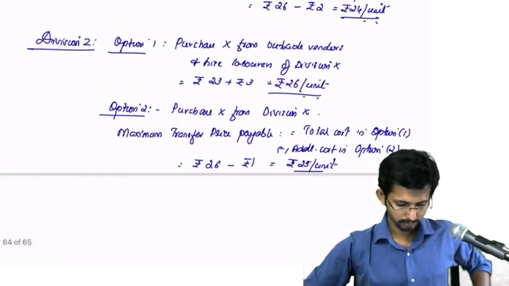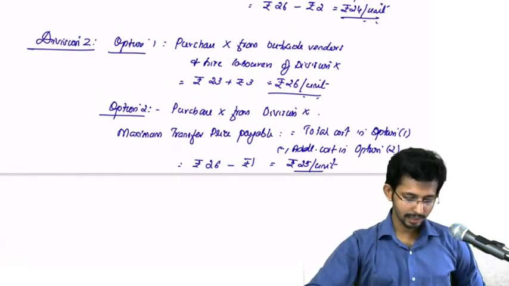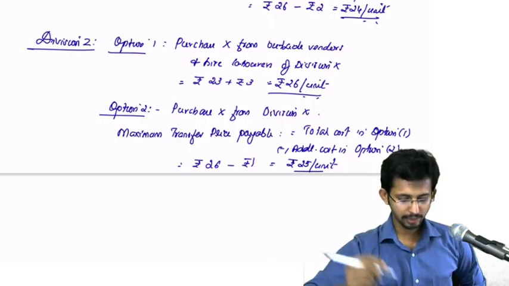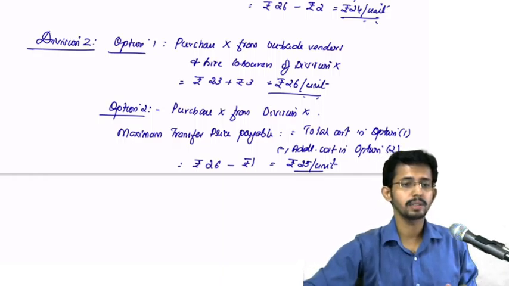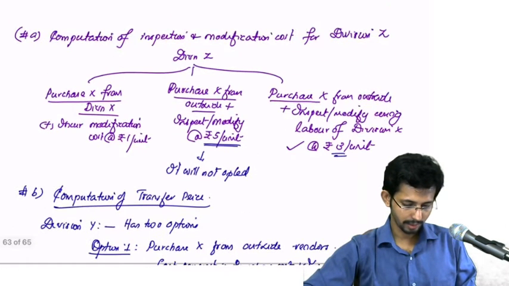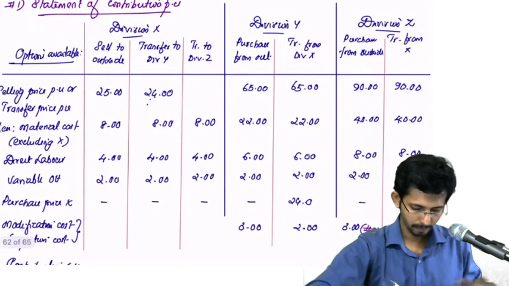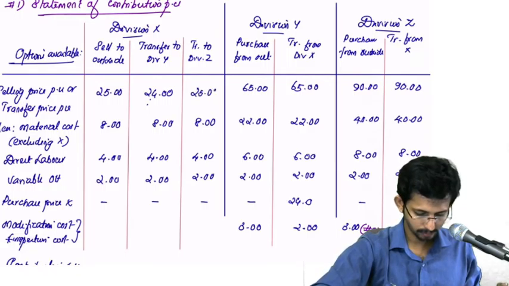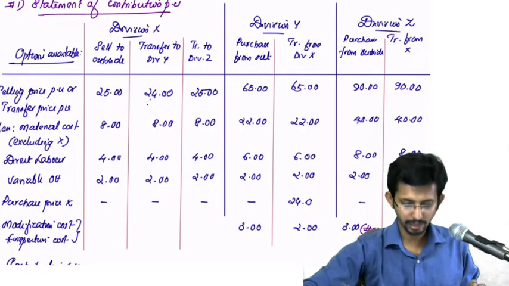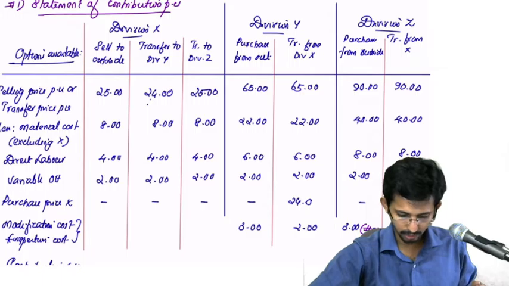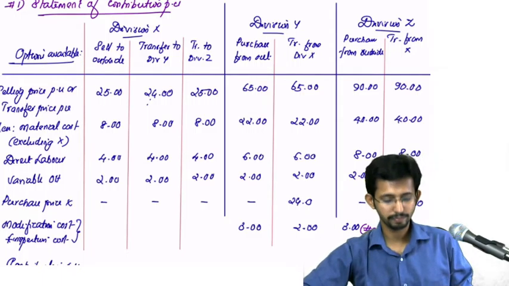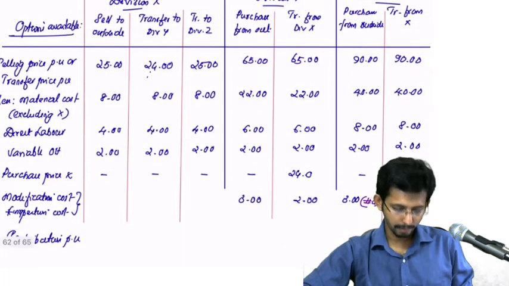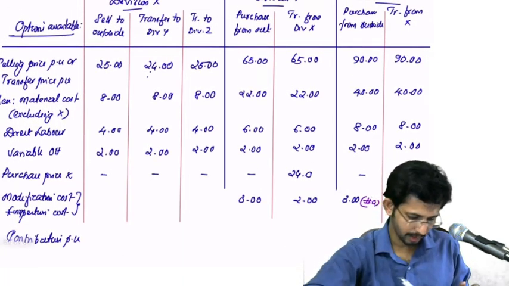So the transfer price in case of division X to division Z will be 25 per unit. You can write here, it will be 25, and here also it will be 25. Okay, so you can compute the contribution per unit here.